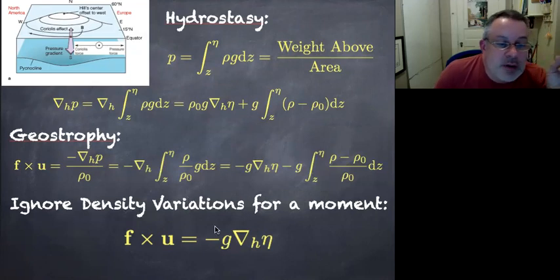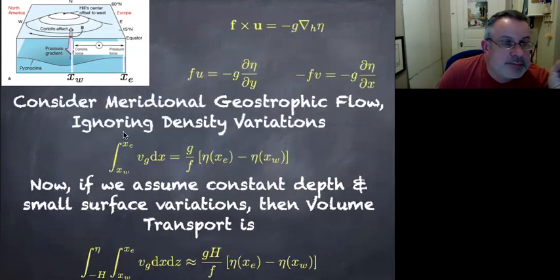Okay, but if we ignore the density variations for a moment, we just get this, where the geostrophic velocity is related to the sea surface height variations. So what's our sea surface height variation? It's high in the middle, low on the sides in the subtropics, which means that we get a flow going around and around like this. The Coriolis force is pointing that way, and the Coriolis force has to point inwards because the pressure gradient force is pointing outwards, which means that the flow has to go around and around like this.